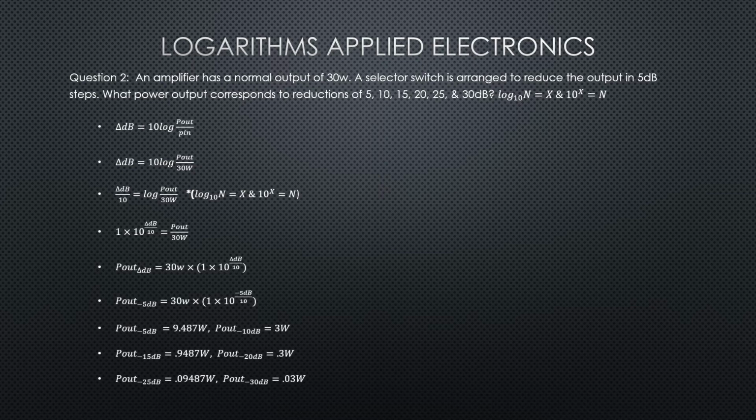And you see that at minus 5 dB we get 9.487 watts. And at minus 10 dB we get 3 watts. And at minus 15 dB we get 0.9487 watts. And you can see the pattern now: at minus 20 dB we're at 0.3 watts, and then 25 dB down we've got 0.0948, and at 30 dB down we're at 0.03 watts.